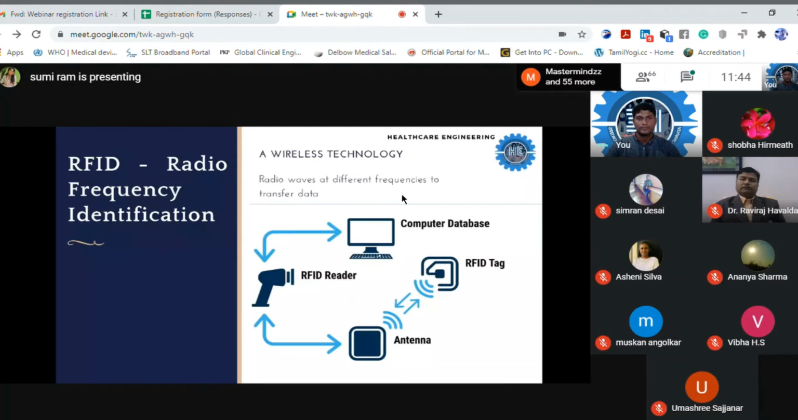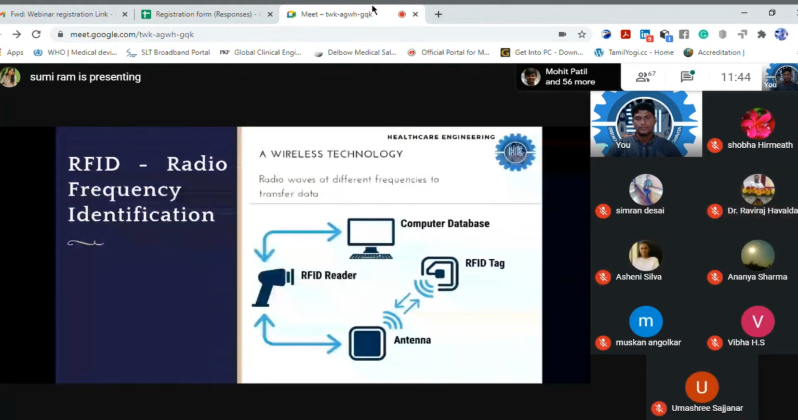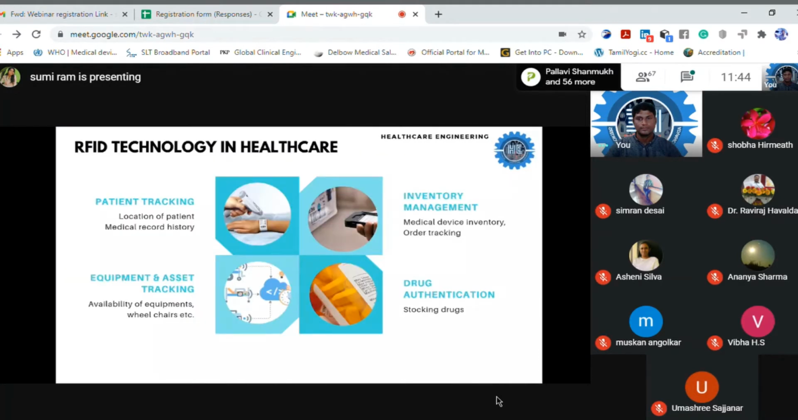Next, we will move on to the antenna. The antenna receives the stored data from the RFID tag and transmits that data to an RFID reader. At last, the final data is transmitted to the computer database where it can be stored and evaluated. Now we will look into the applications of RFID technology in healthcare. The applications include patient tracking, inventory management, equipment and asset tracking, and drug authentication.